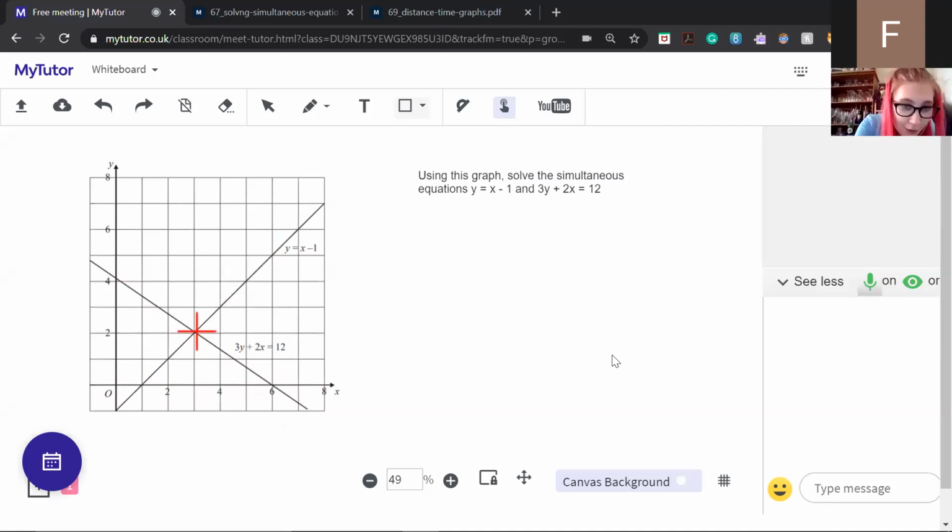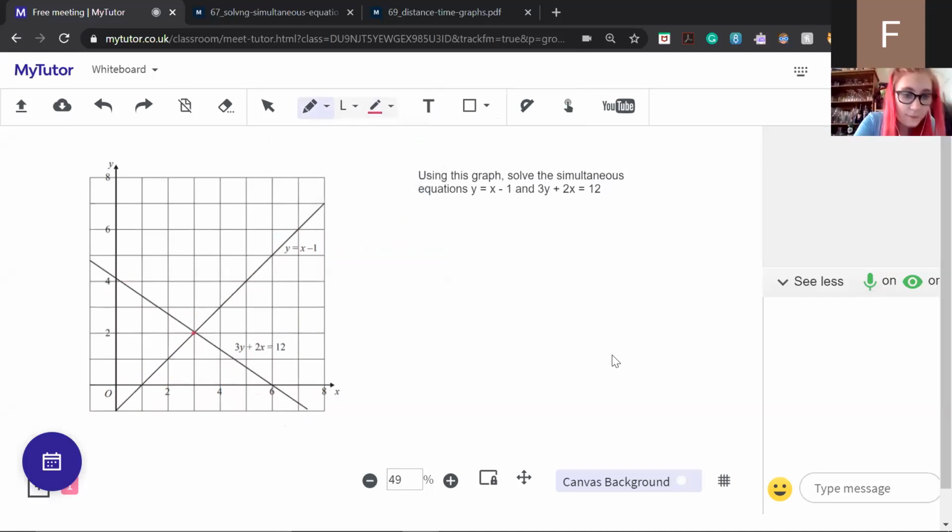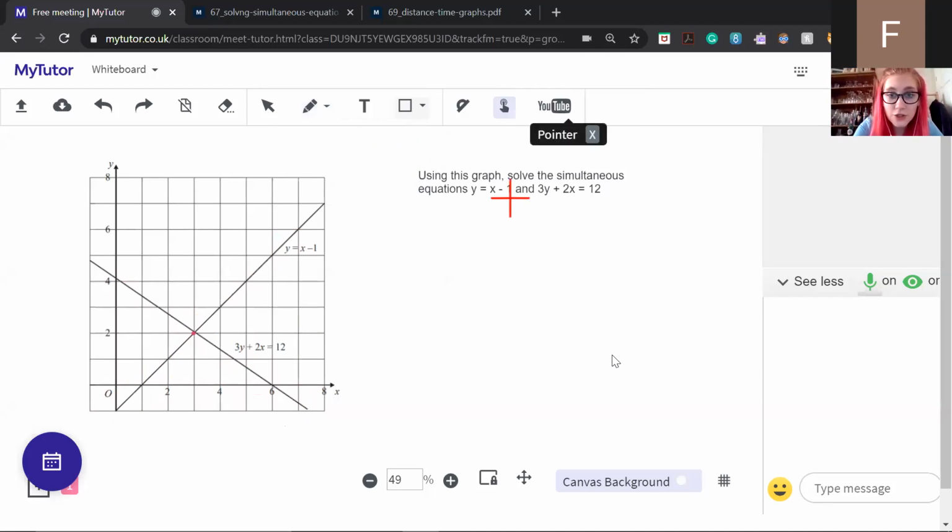Because at this point, right here, let me put a little marker on it. That point, that little pink dot, that point lies on both of the lines. So both of these equations are true. Hopefully that makes sense. Just shout if that doesn't make any sense.